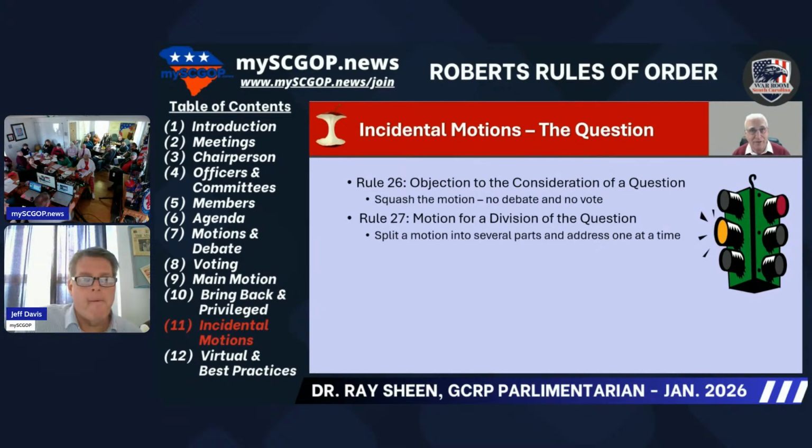When making this motion, the person must make it clear what the division is between the different parts of the main motion. This motion must be seconded. It can be amended, but it's not debatable. It will pass with a majority vote.